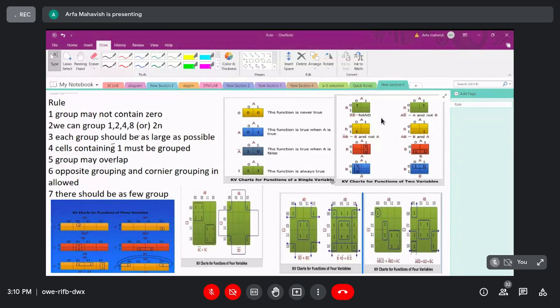Actually, K-map is nothing but the KV chart, okay? So actually it is used for solving Boolean algebra expressions, guys, with using the Booleans, okay? So in this, we are using the K-map theorems, sir. So in this I have written the rules.